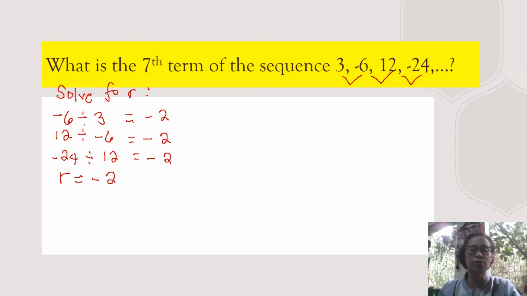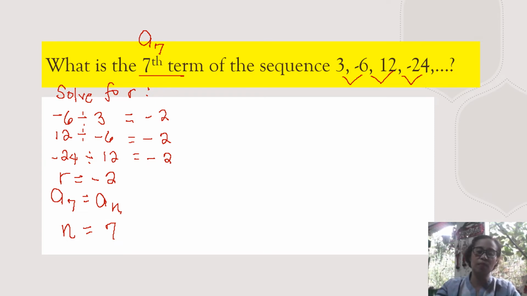Now let us move on to solving the problem. What is the seventh term? The seventh term means you are being asked to solve for a sub 7. So that is our a sub n, or the a sub 7. Since we are solving for the seventh term, our n has a value of 7, meaning the number of terms that compose this sequence would entail 7 terms. Now our a sub 1, or the first term, is positive 3.